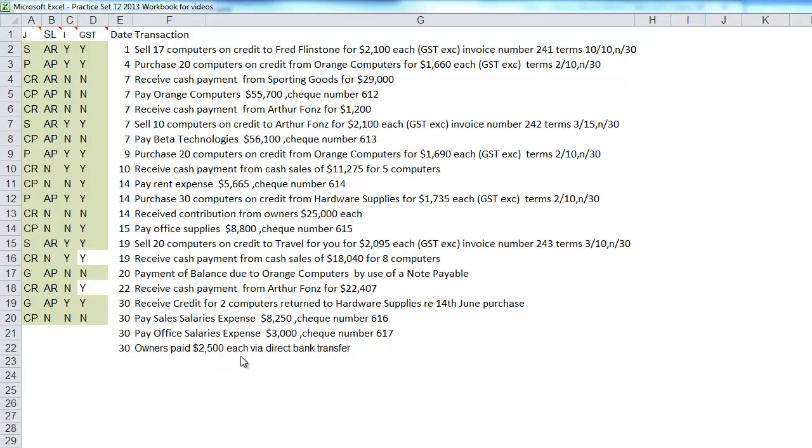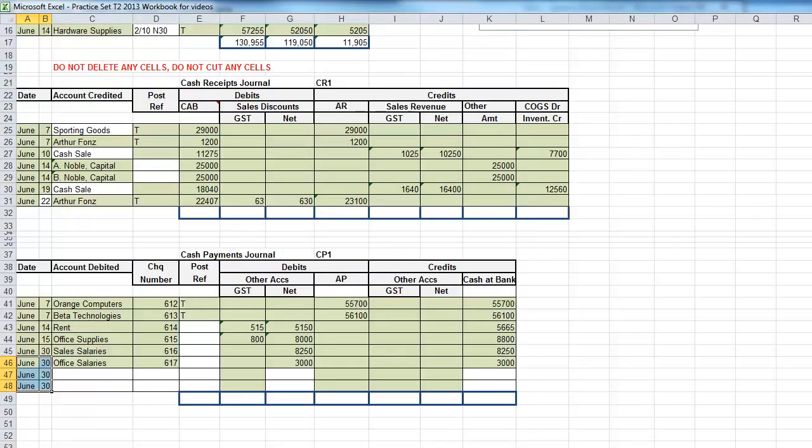Owners paid $2,500 each by direct debit, direct bank transfer. So this is a payment, though not a payment using a cheque. So I go to special journals, cash payment, direct DD, see if that works, and bank transfer. I'll leave that out for the moment.